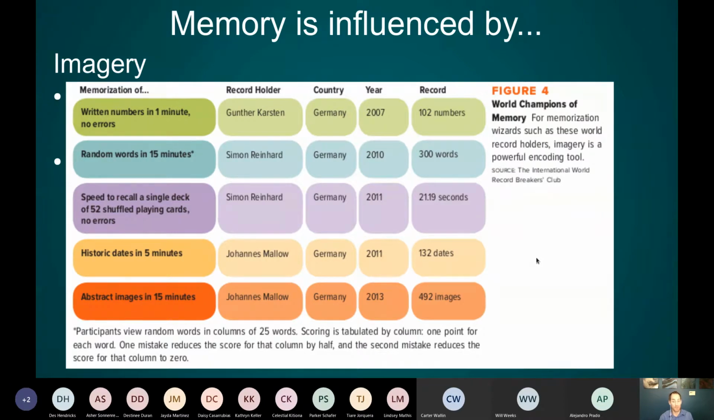So it does work. Imagery does work. But yeah, that is interesting. They're all from Germany. Huh.